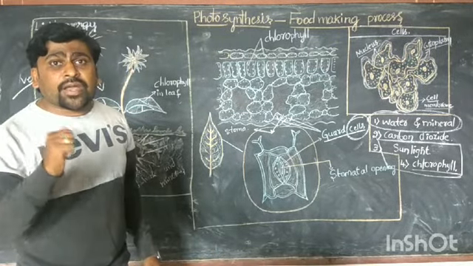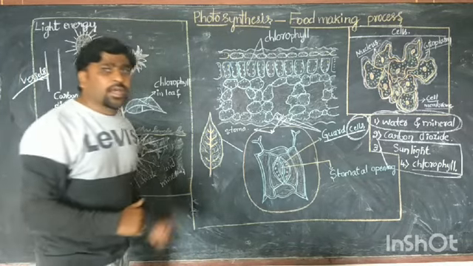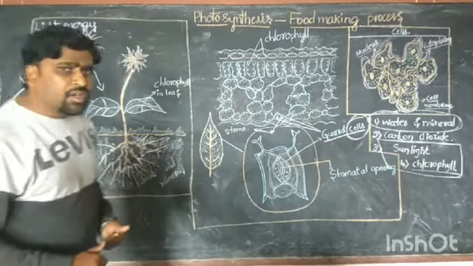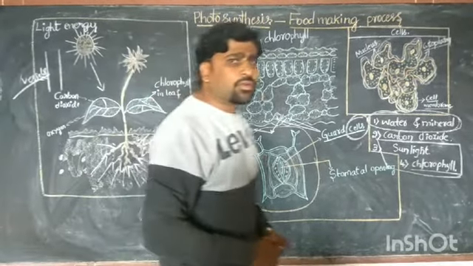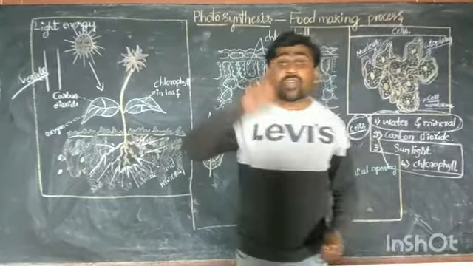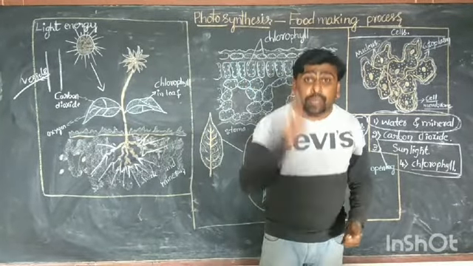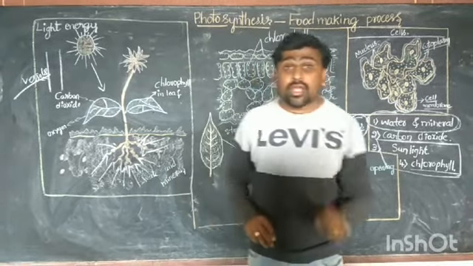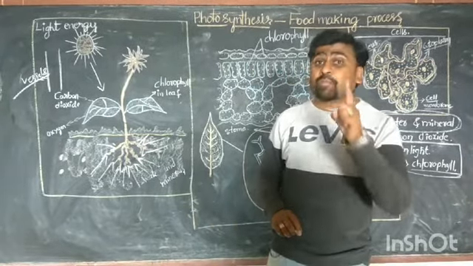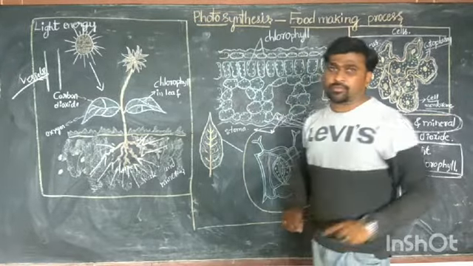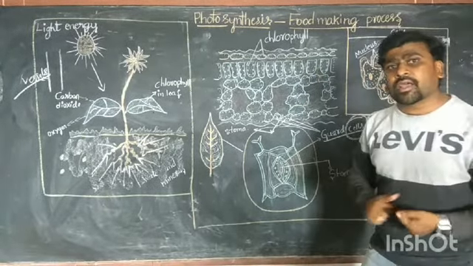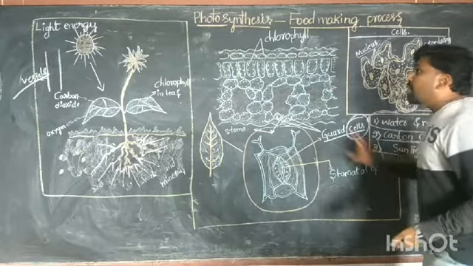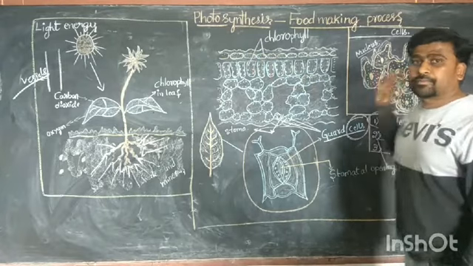Why is food prepared in the leaf? Why is food not prepared in the root? Why is food prepared in the stem? Why in the flower? Why in the fruit? No, the food is prepared in the leaf because the leaf contains one chemical, nothing but a green pigment, chlorophyll. Why do we need chlorophyll? Because chlorophyll absorbs the sunlight.